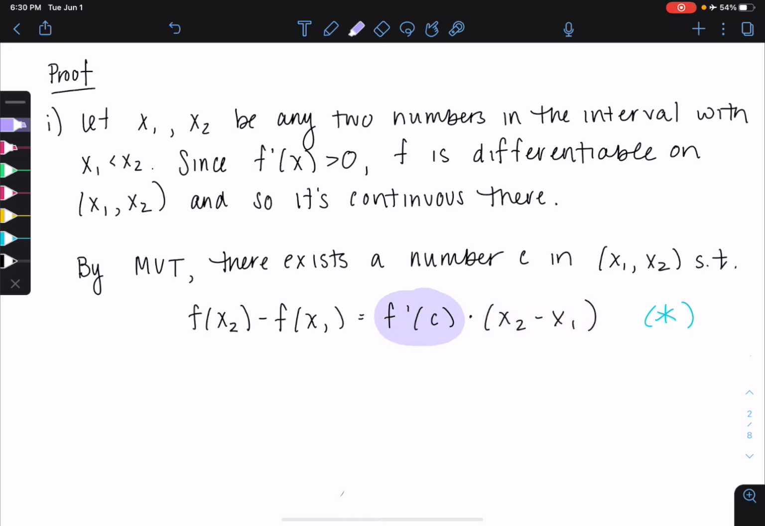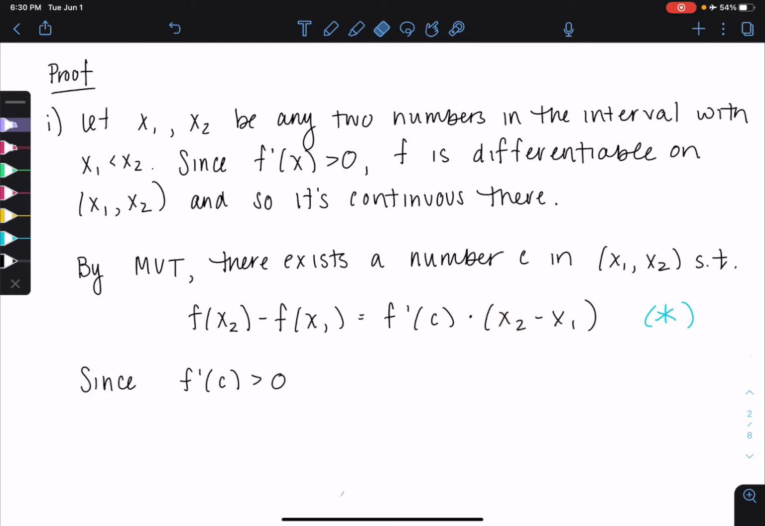My derivative is positive, that's my initial given hypothesis. My derivative is greater than 0. x2 is bigger than x1, so this quantity is also going to be positive. We have a positive number times a positive number. That means this thing on the left also has to be positive. Okay? So we're going to put that into words now.